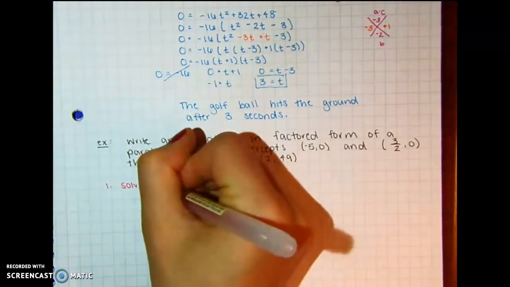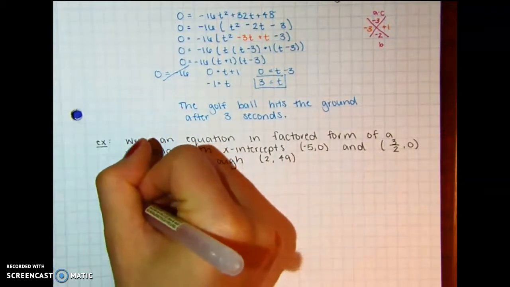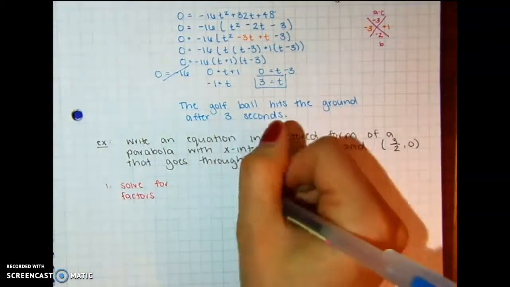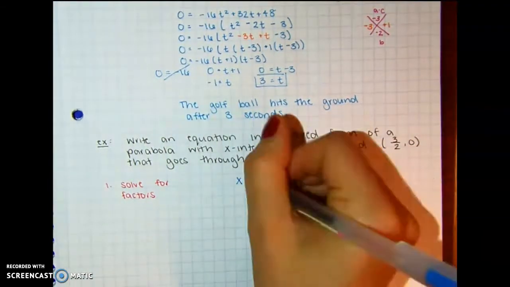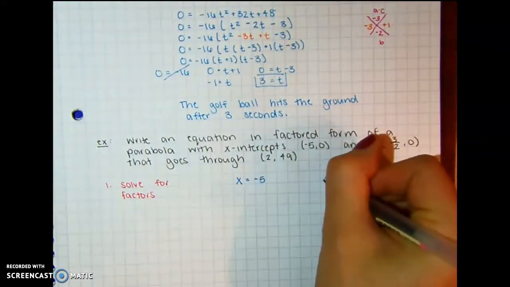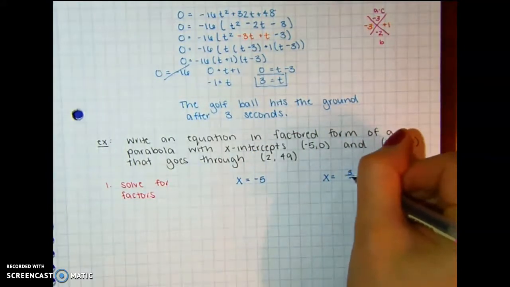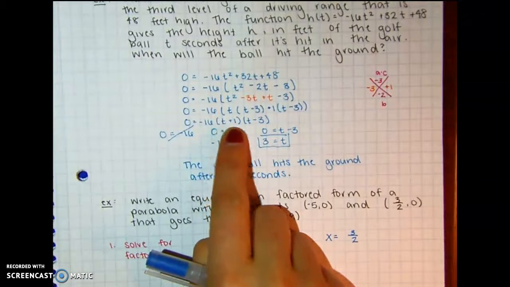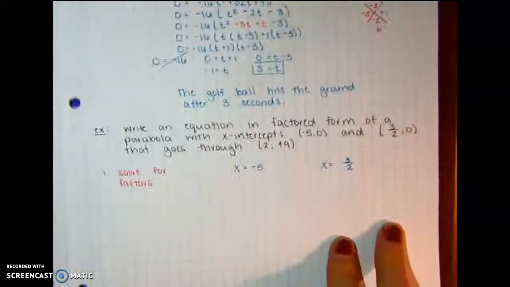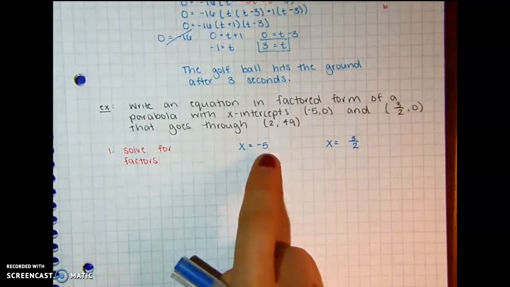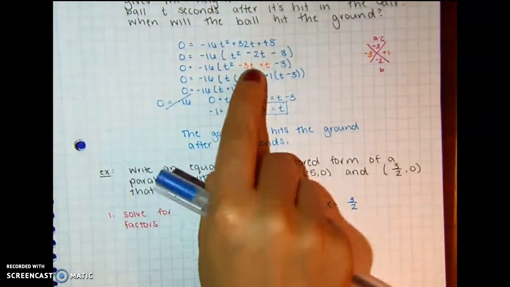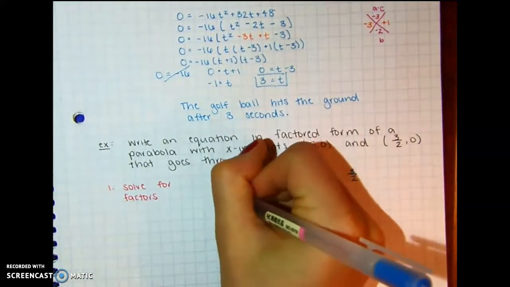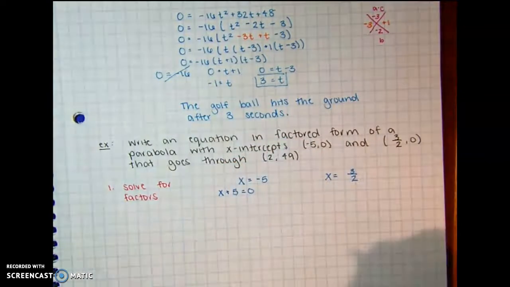So you can solve for the factors. So if we know the x-intercepts, then I know that x equals -5 is one of my roots, and x equals 3/2 is another root. Now remember, factored form, we want it to be like x plus something, x minus something, or whatever. So to figure out, we want this to equal 0, right? So basically we're just working backwards. So this one's kind of easy, just add 5. So we will have x plus 5 equals 0.